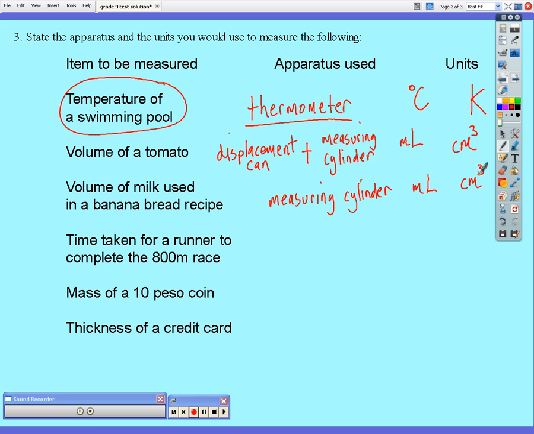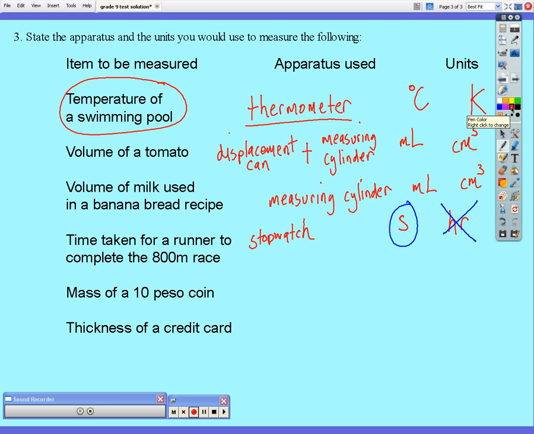Time taken for a runner to complete the 800-meter race, well, that might well be a stopwatch or a chronometer. If I was running that race, we might well use seconds to record our time. If it was Mr. Riley, perhaps hours, but hours are not a very good unit. We don't like to use hours or even minutes really when we record time in science, so seconds would be much better.